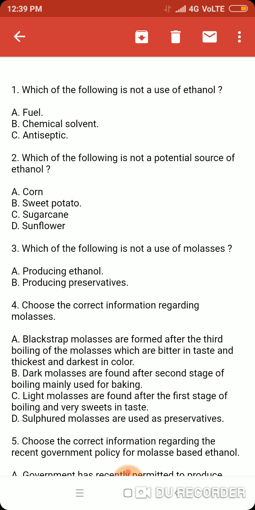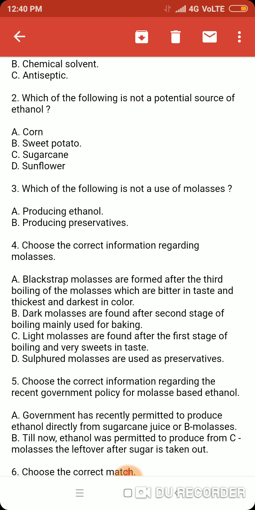Which of the following is not a use of ethanol? Ethanol has multidimensional uses. It is used as fuel, chemical solvent, antiseptic. It is a clean biofuel, it is used for chemical purposes, and it is also used for medical uses. So all the three options are correct, meaning all are uses of ethanol.